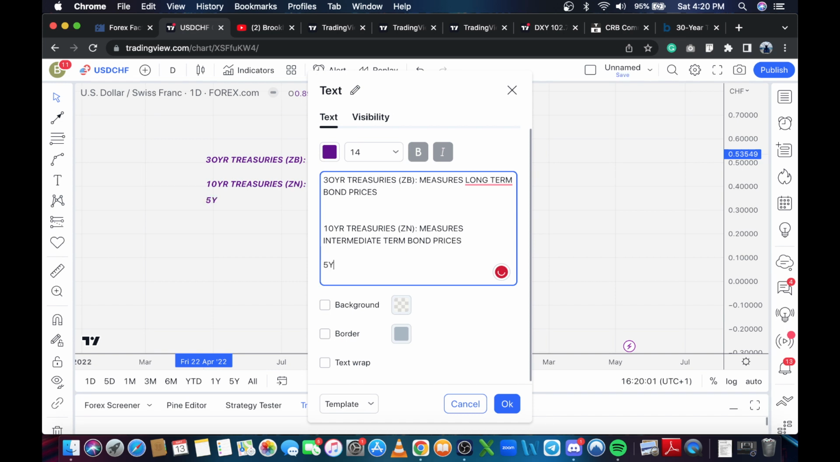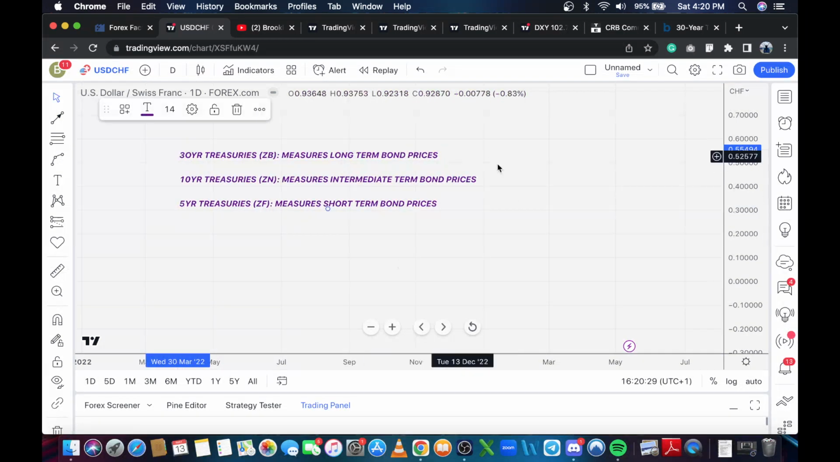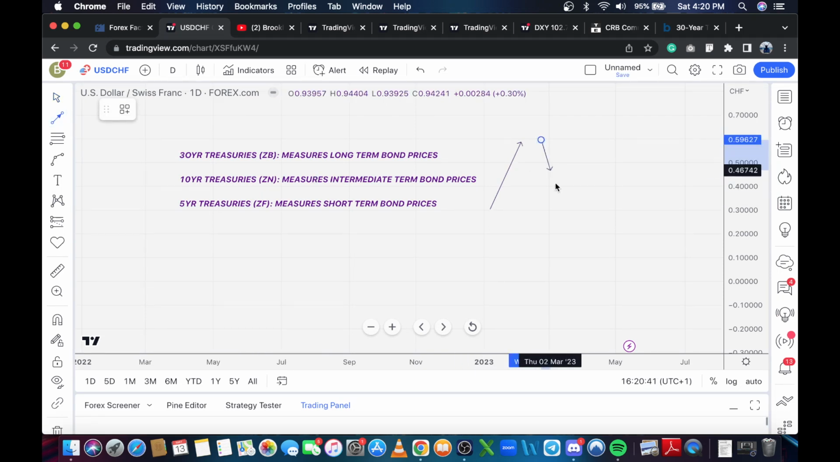And then the 5-year, and these are the treasuries you need for your intermarket analysis. ZF. This measures short-term bond prices. So the 30-year treasuries measure longer-term bond prices, 10-year measures intermediate-term bond prices, and 5-year measures short-term bond prices. But usually they all move in sync. They are all correlated. If 30 years is going higher, 10 years is going to go higher, 5 years is going to go higher. If 30 years is going lower, or if 5 years is going lower, 10 is going to go lower, 30 is also going to go lower.